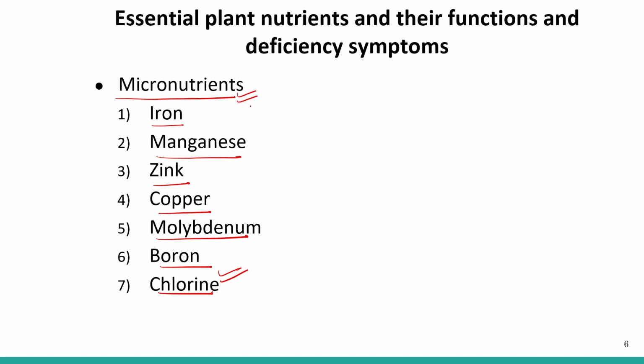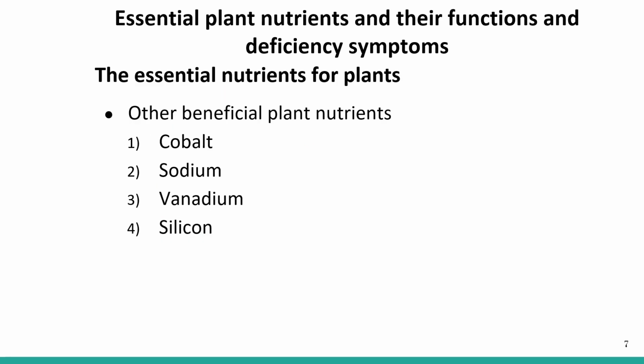Micronutrient means they are required in a small quantity, but their essentiality is not less. They are as essential as the macronutrients, required in small quantity but just as important as the macro ones. There are also some other beneficial plant nutrients: cobalt, sodium, vanadium and silicon.